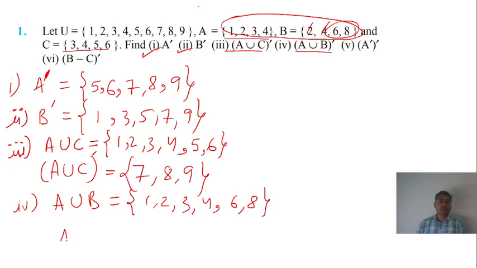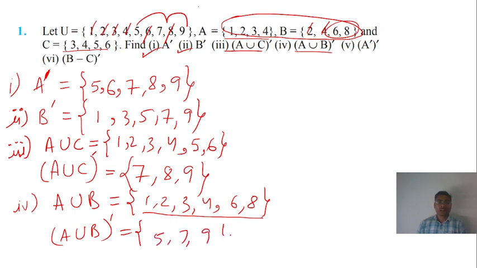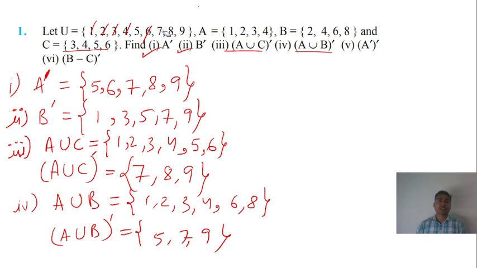But we actually do not have to find A union B. What we have to find is A union B whole complement. So we are now removing 1 2 3 4 6 8 from universal set. What we left is 5 7 9, and this is our answer for the fourth part, which is saying A union B whole complement.